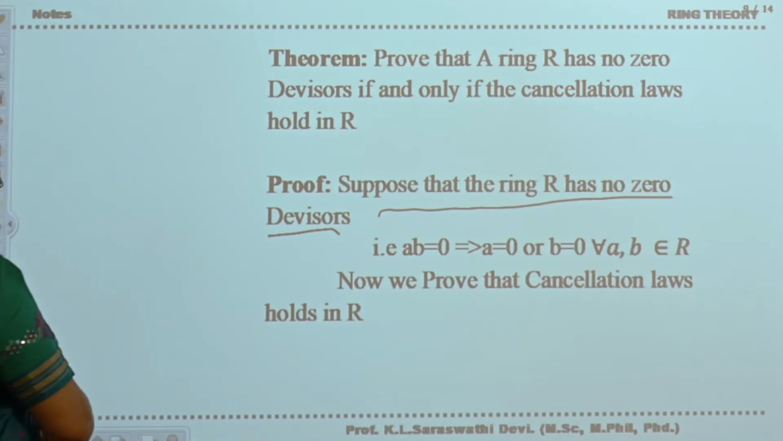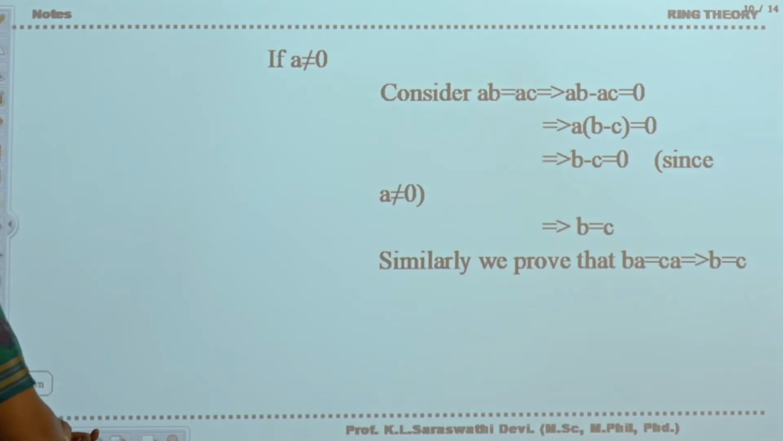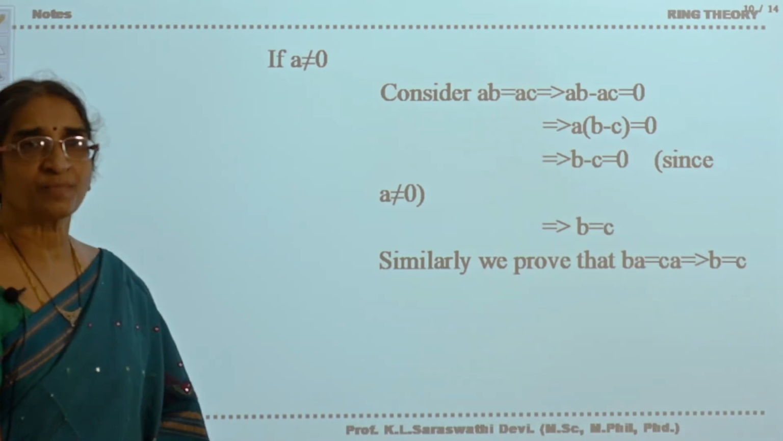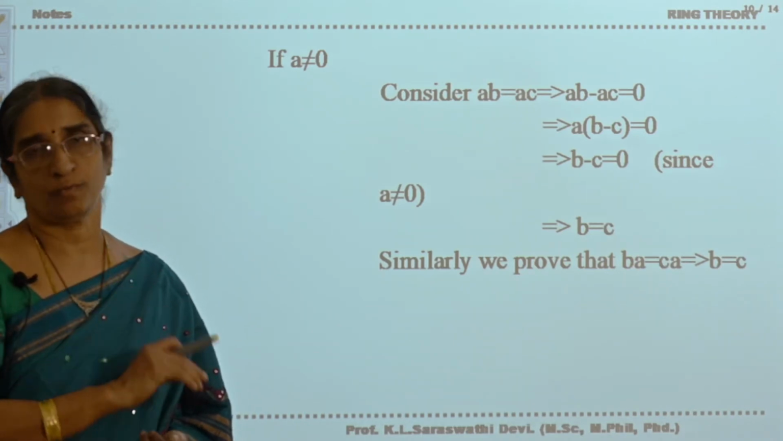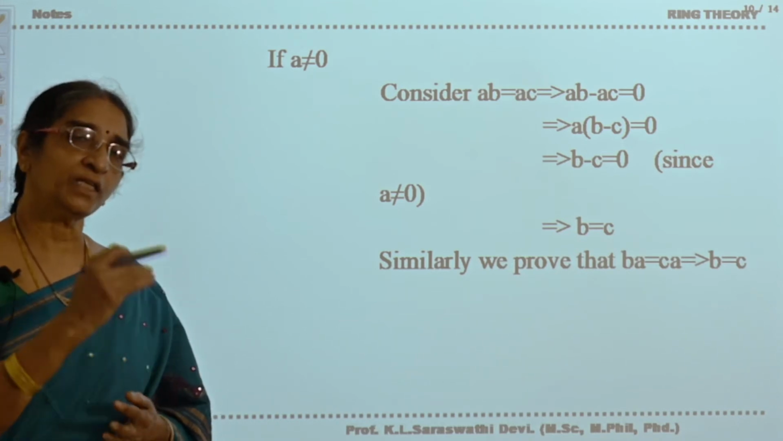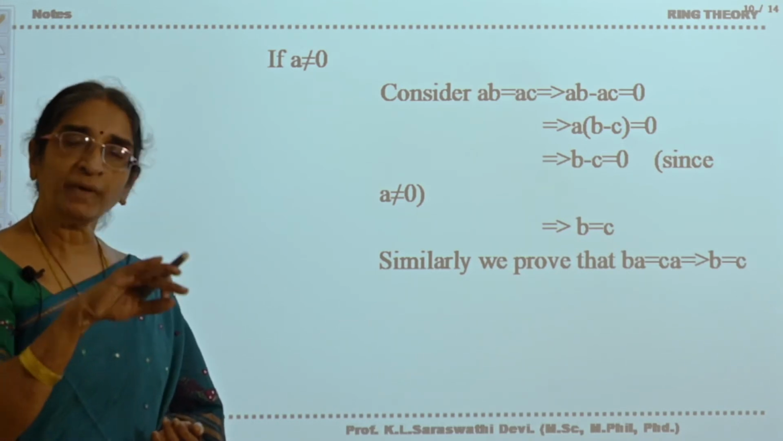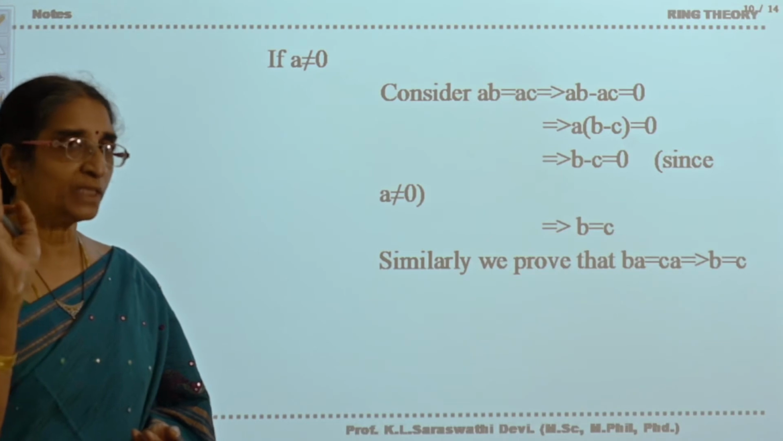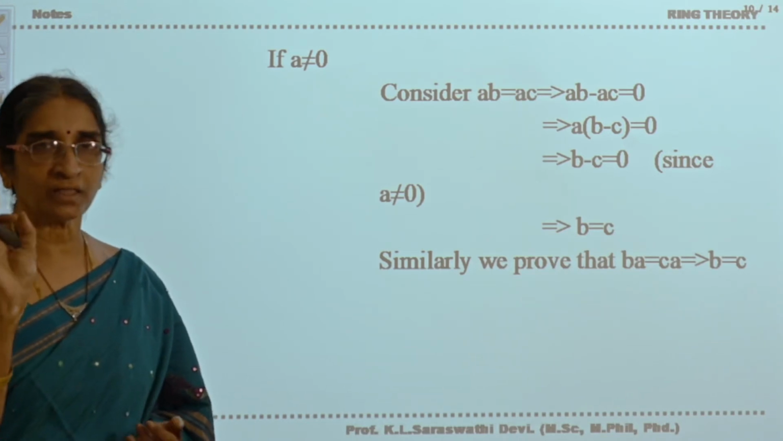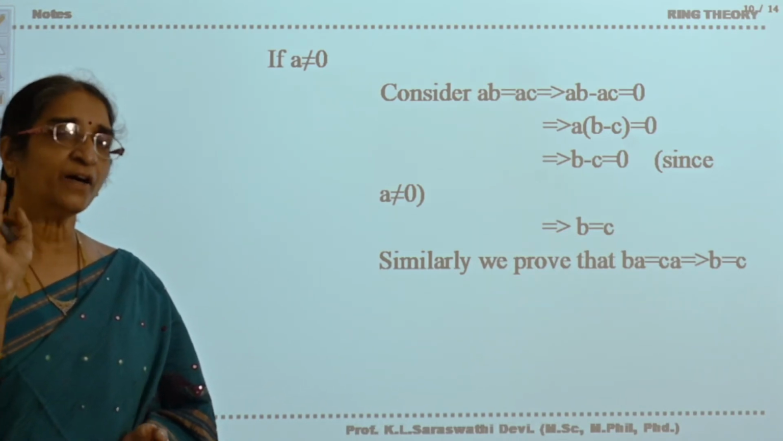What are the cancellation laws? Take it. See here. Cancellation laws means you have to consider with respect to multiplication here. Because with respect to addition, R plus being already a group, cancellation laws will hold in a group. But R dot is a semi-group.